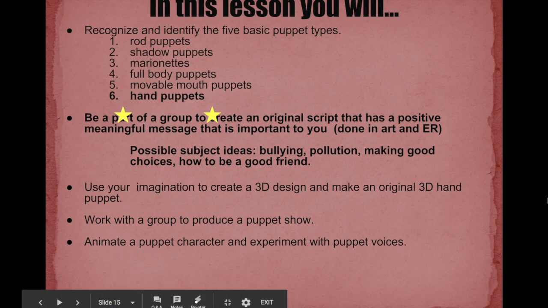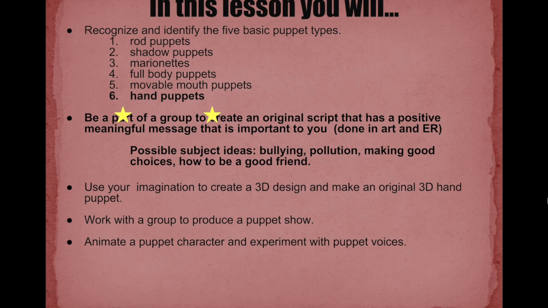All right, so for this project, you guys will recognize and identify the 5 basic puppet types, and we just looked at pictures of those right now, right? Rod puppets, shadow puppets, marionettes, full body, movable mouth, and hand puppets. Oh, my stars got messed up a little bit. These were supposed to be next to hand puppets because that is what you guys will be creating. You will be making and designing your very own unique hand puppets.